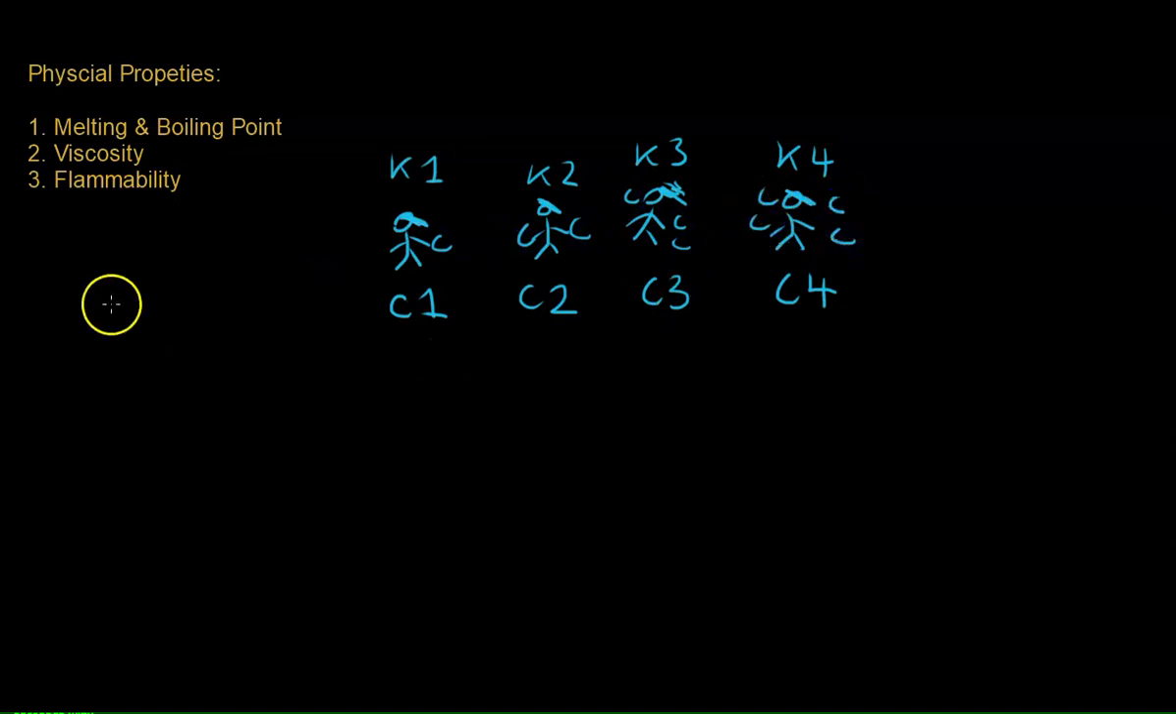So what do we mean by this? This is called gradation. As the number of C's increases, the properties will actually change. The properties in terms of melting point, boiling point, viscosity, and flammability. This is true for all families, be it alkanes, alkenes, alcohols, or acids that you will learn later. Let me just write short form here. As the number of C's increases, what does it mean? It gets heavier, right?